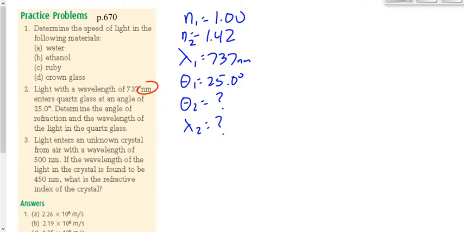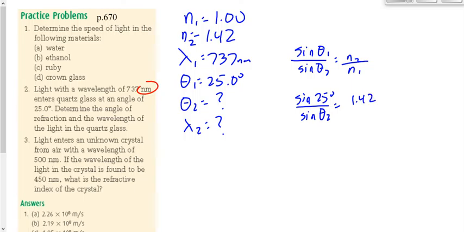Again, all right, so let's say sine theta 1 over sine theta 2 equals n2 over n1. I like it when n1 is 1. I like it when we're going from air to something because that means it's something over 1, and that term just disappears. So it becomes sine 25 degrees over sine theta 2 equals 1.42 over 1, or just 1.42. So sine theta 2, take it up by multiplying, ends up being sine 25. Take the 1.42 down by dividing. Basically, we're just swapping places, right?